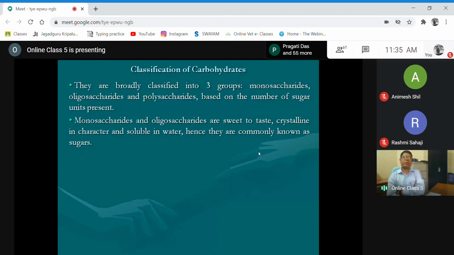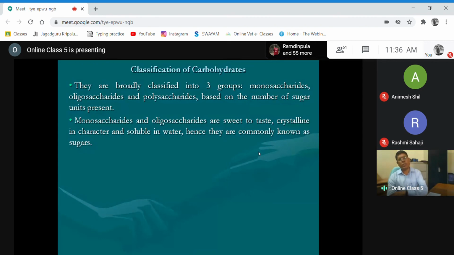Monosaccharides and oligosaccharides are sweet to taste, and they are soluble in water. They have the sweet taste. They are crystalline in character. Hence they are commonly known as the sugars. So earlier we have defined them as sugars.